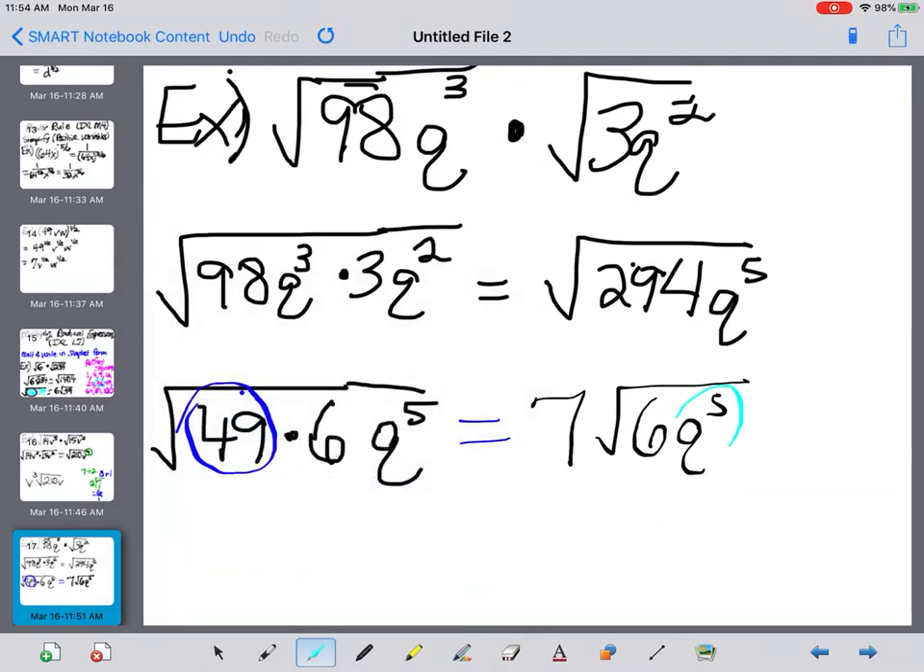Now the only last thing here is to deal with our q's. So we have q to the 5th. So basically I'm going to do 5 divided by 2.